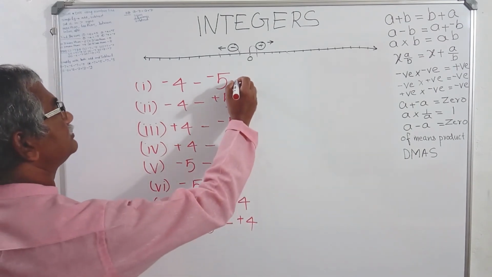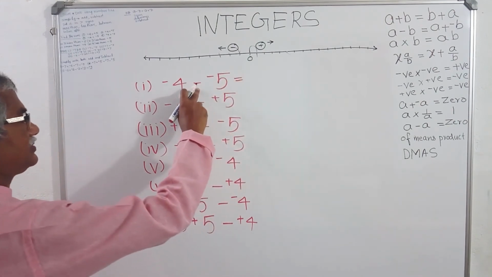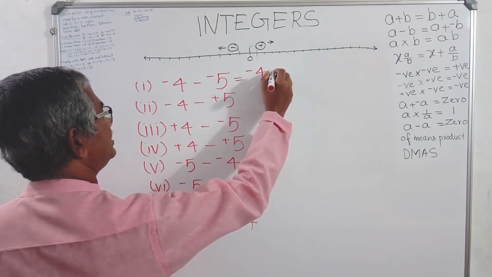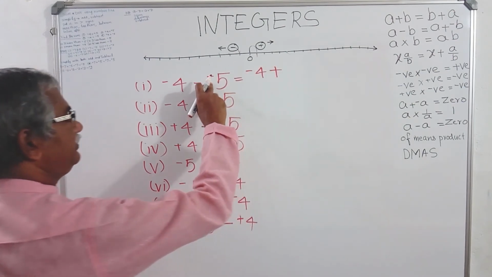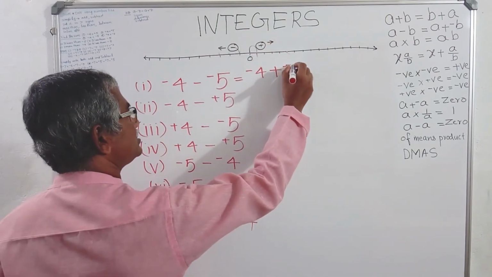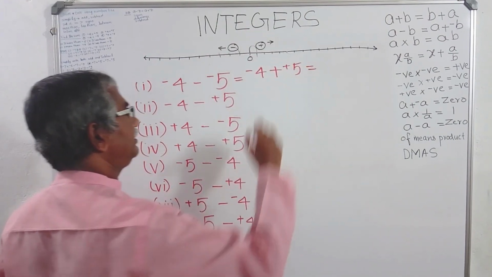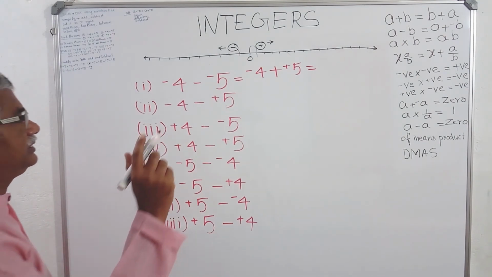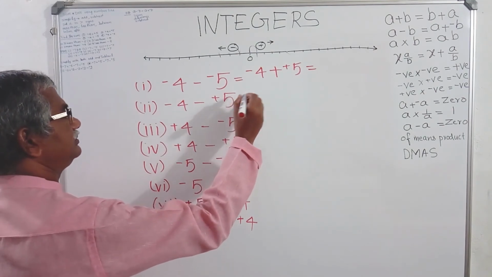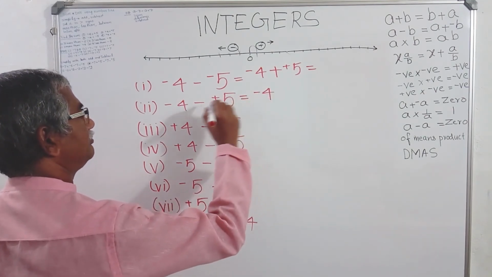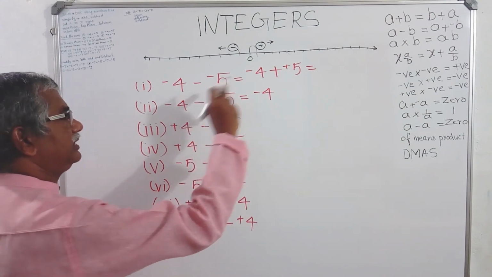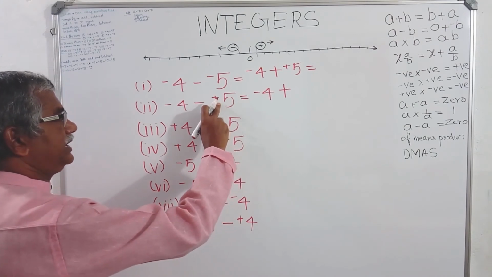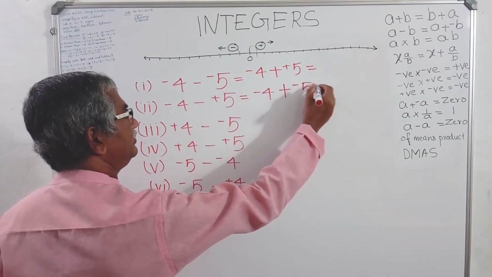First one I am just simplifying. To subtract a number, its additive inverse is added. Negative 4 plus the additive inverse of negative 5, which is positive 5. You can again do the answer by yourself. In a similar way, you can consider the second one. Negative 4. In order to subtract, we are doing addition. Positive 5, its additive inverse, negative 5. We can find the answer.